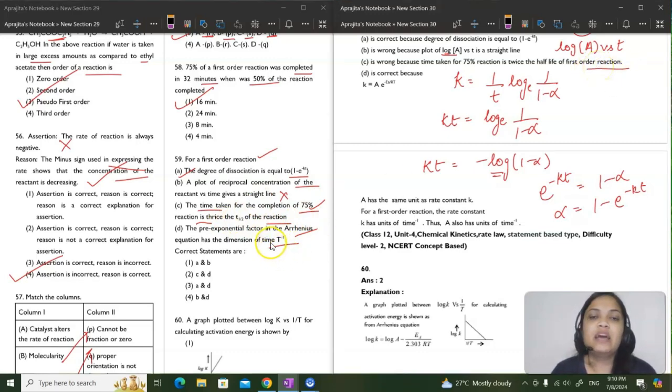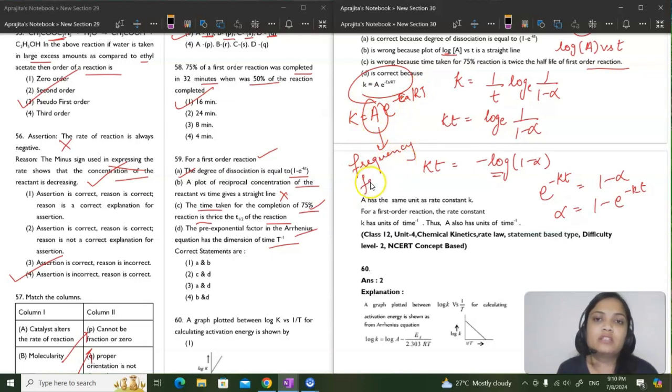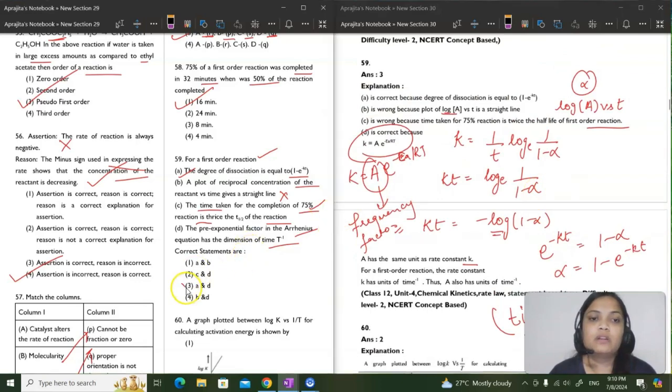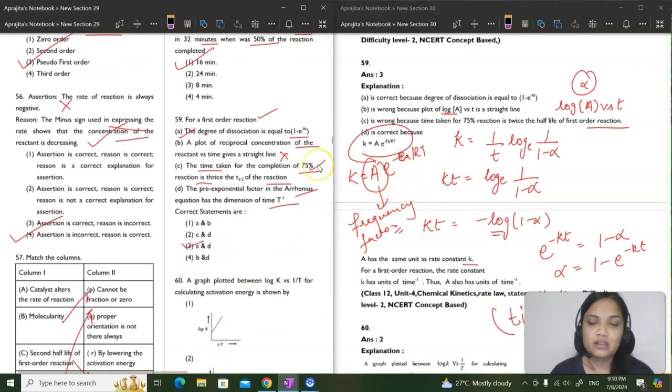Okay. And yes, pre-exponential factor, that is A, in the expression A e to the power minus Ea upon RT. So this is the pre-exponential factor. It is also called the frequency factor. So if it is called the frequency factor, its unit will be the same as that of the rate constant k, and it is time inverse. Okay, time inverse is the thing. So the first and the last statements are correct, and the answer is going to be option number 3.